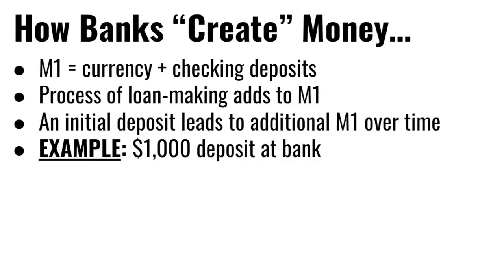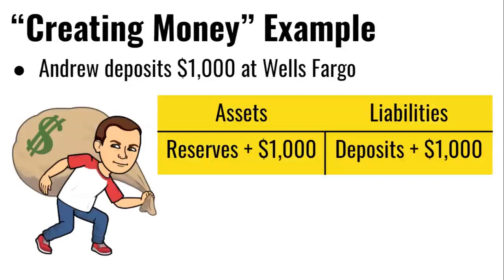So let's take an example. Let's say $1,000 is deposited at the bank. Let's say Andrew deposits $1,000 at Wells Fargo. So on the T account, you would see deposits increase by $1,000 because there's $1,000 that wasn't in the bank before, and now it's in the bank. So it's adding $1,000 in liability to Wells Fargo, but it's also adding $1,000 to its reserves that it could lend out. Now, let's pretend that somebody comes along.